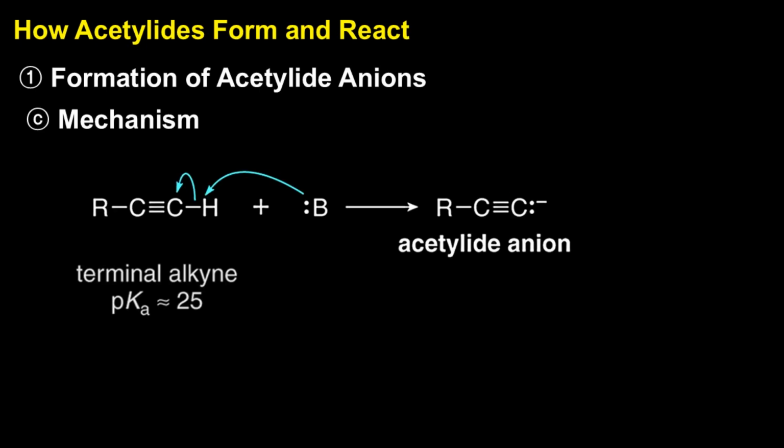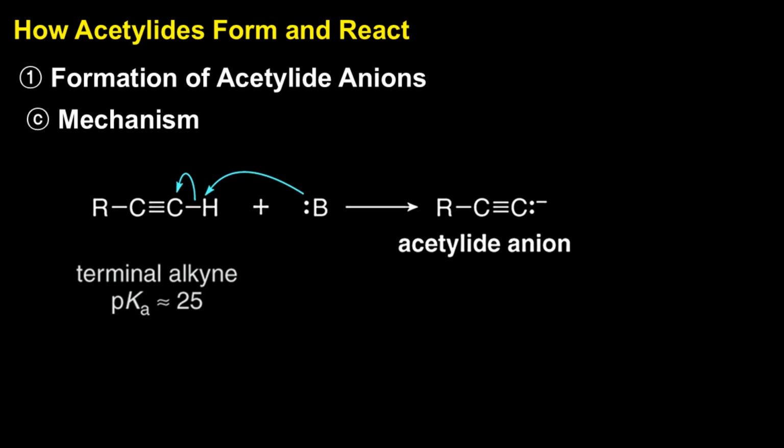Now let's zoom in on how acetylide anions actually form step by step. We start with a terminal alkyne, meaning there's a hydrogen directly bonded to one of the carbons in the triple bond. That hydrogen is relatively acidic, with a pKa around 25. So if we hit it with a strong base, that base uses its lone pair to grab the proton. As the proton leaves, its electrons slide back onto the carbon. And that's how we end up with a negatively charged carbon, also known as the acetylide anion.